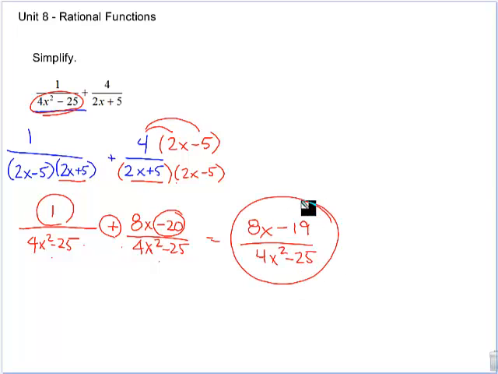So here we have simplified. So that was adding our rationals. Next up, we are now subtracting our rational expressions. So once again, we need the same denominator.